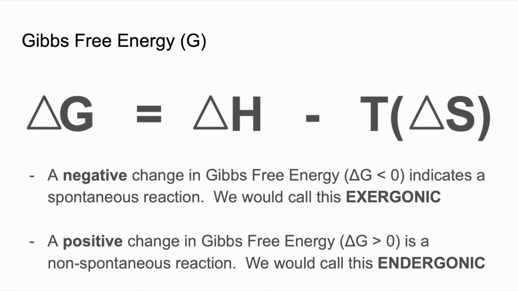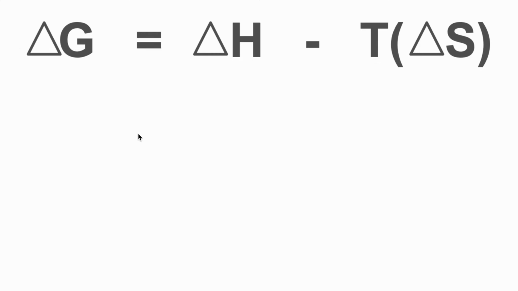And in the case of endergonic, it's a positive change in Gibbs free energy, where the delta G is greater than 0. And this is a non-spontaneous type of reaction or process. All right, so let's take a look at this equation. What it's telling us here is this.